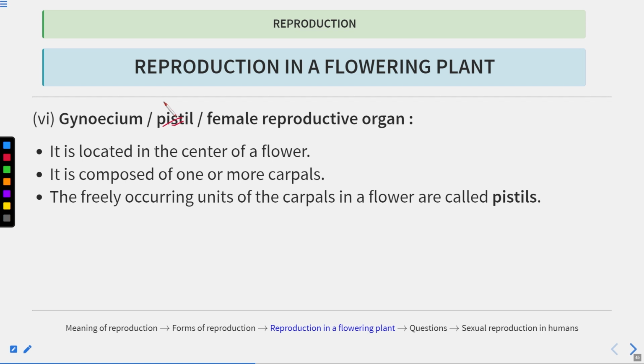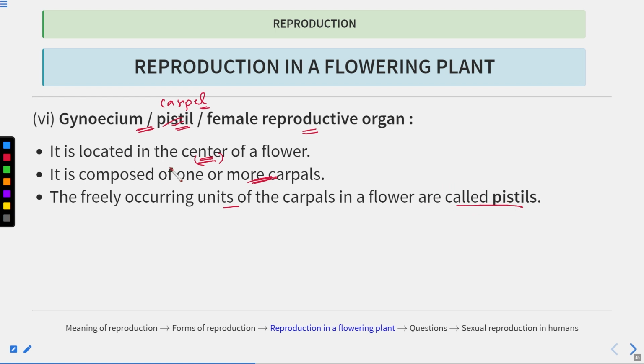So pistil, or you can say carpel, represents the gynoecium and it is the female reproductive organ. It is located in the center of the flower. It forms the innermost whorl and is composed of one or more carpels. The free occurring units of the carpel in the flower are called the pistil.